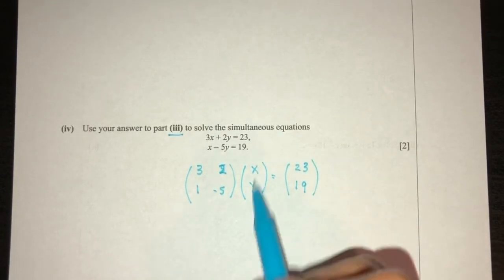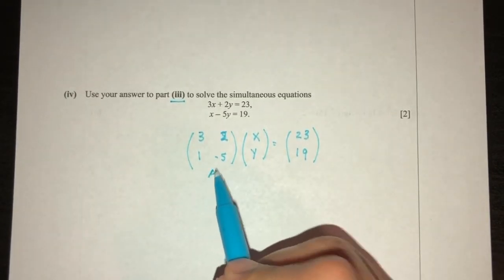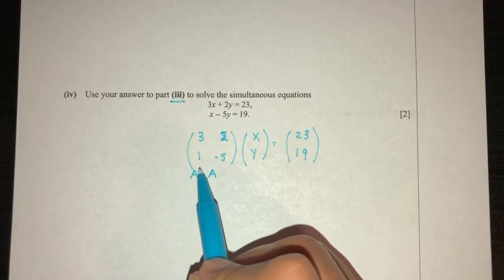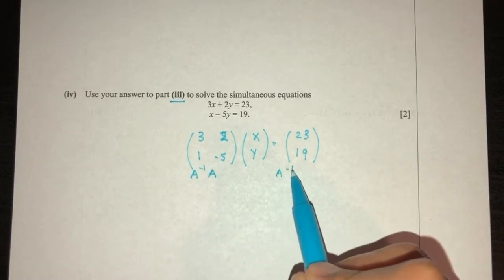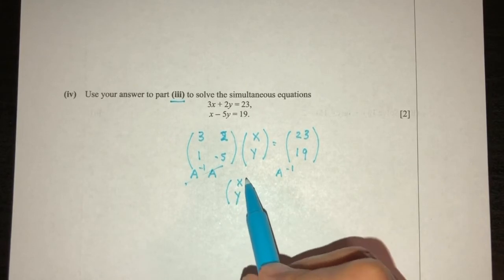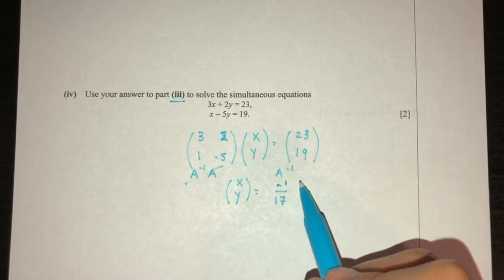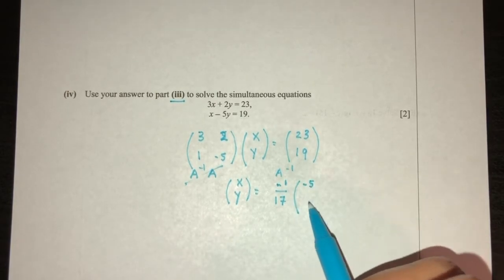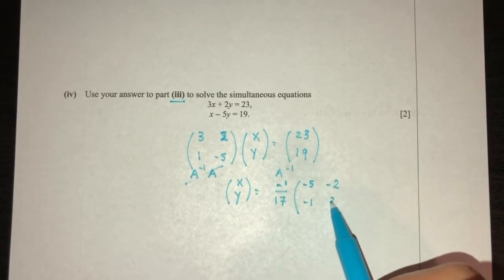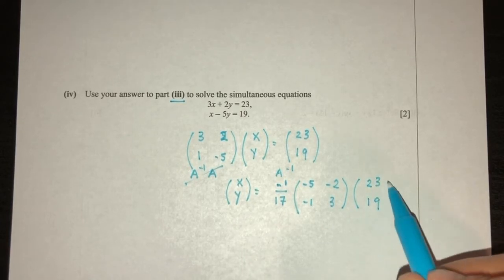So now we want to find the value of xy. We want to eliminate this. This is A. You have to pre-multiply by A inverse on both sides to eliminate this. So you will have xy is equal to A inverse, which is minus 1 over 17 times [minus 5, minus 1, minus 2, 3] times this, [23, 19].